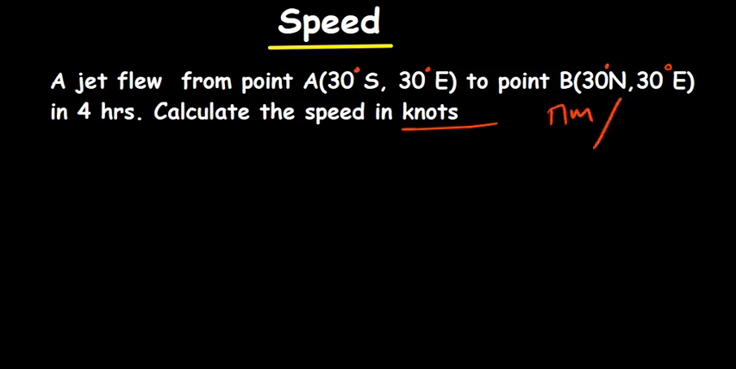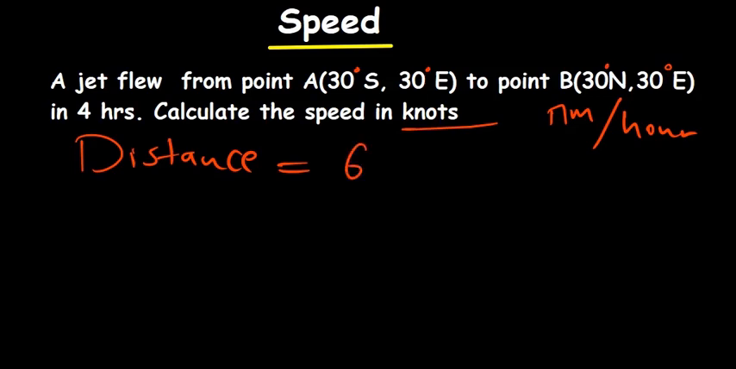nautical miles per hour. Okay, so the first step is just to determine the distance. We understand speed is distance over time. So if we can find the distance, we divide by the 4 hours, we would get our speed in knots. So the fastest way of calculating the distance when it comes to nautical miles is to use 60 multiplied by the angle theta. So how do you do that?